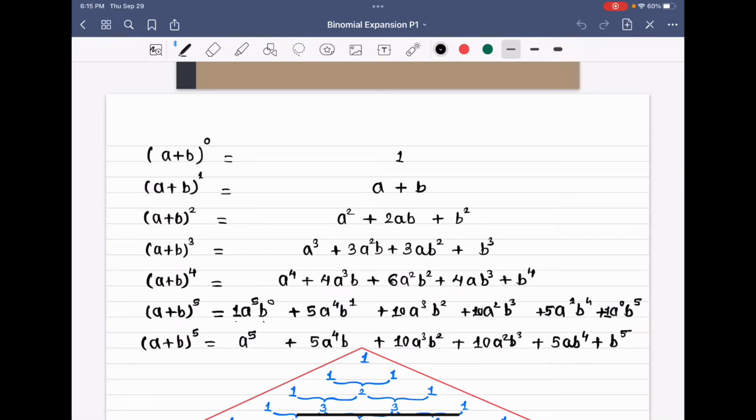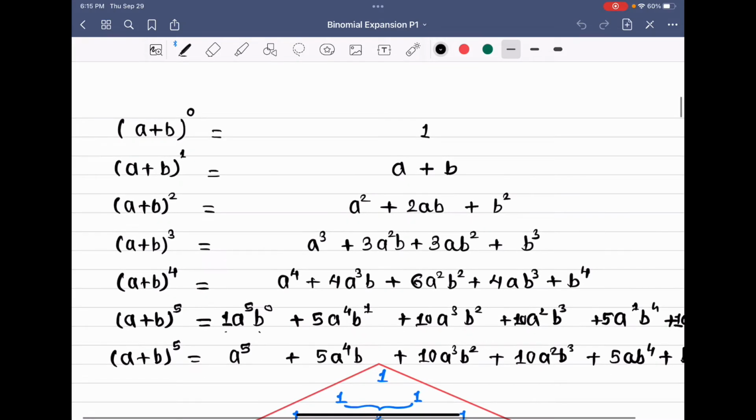Binomial expansion. Let's understand the concept. Binomial, bi stands for 2, so two term expansion. You can see a bracket is there, and inside the bracket there are two terms. By default I am taking a positive sign, so (a + b) raised to a power.